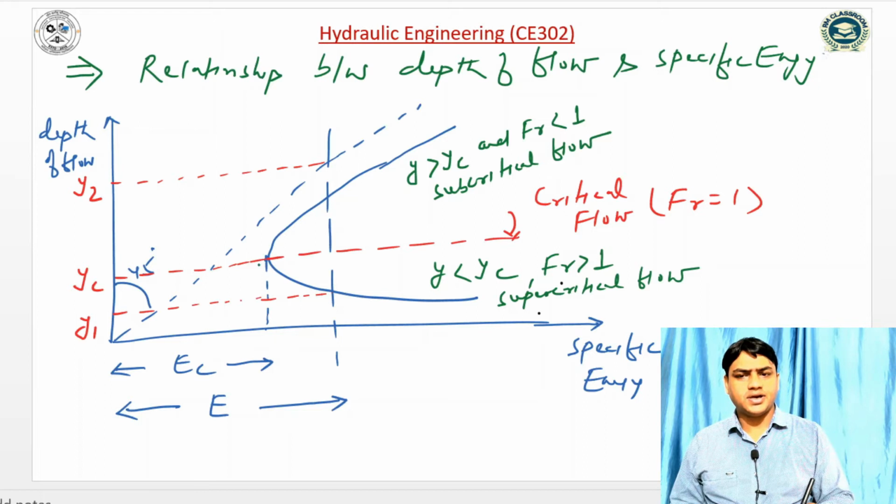We can see that this point is the minimum specific energy. So at critical depth the energy is minimum, and that energy is called critical specific energy. Or critical depth is defined as the depth at which specific energy is minimum, and along this the flow is called critical flow. If the depth of flow is greater than the critical depth, the flow will be subcritical, and if the depth of flow is less than the critical depth, our flow is supercritical flow.